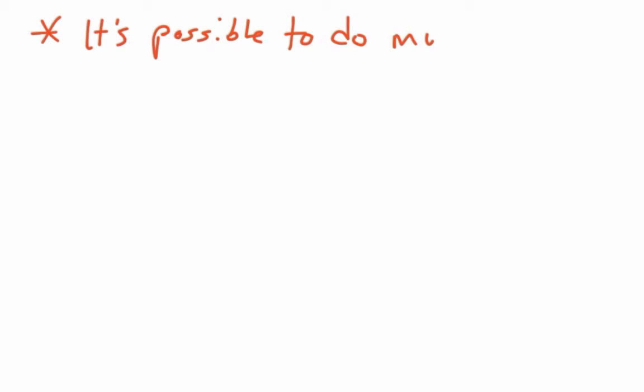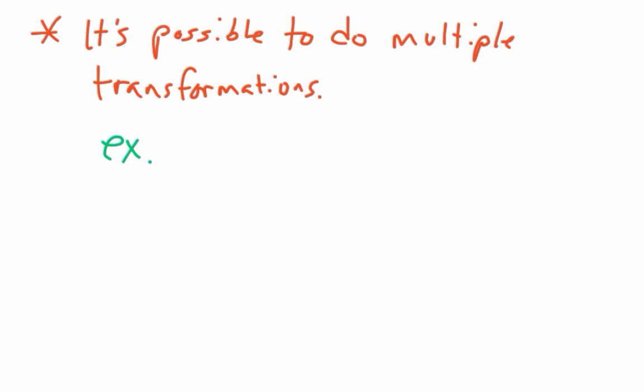Then the very last thing, I'm going to say, it is possible to do multiple transformations. In other words, you could first take something and slide it up, and then after that you could take and reflect it across the y-axis or something like that. And I'm just going to do an example here, and we'll call it good from there.